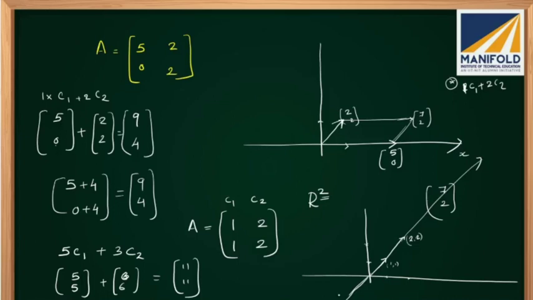In this particular line, I can reach anywhere. Suppose you want to reach this particular point, -1, -1. That will also be lying on this particular line. That is possible. How is that possible?